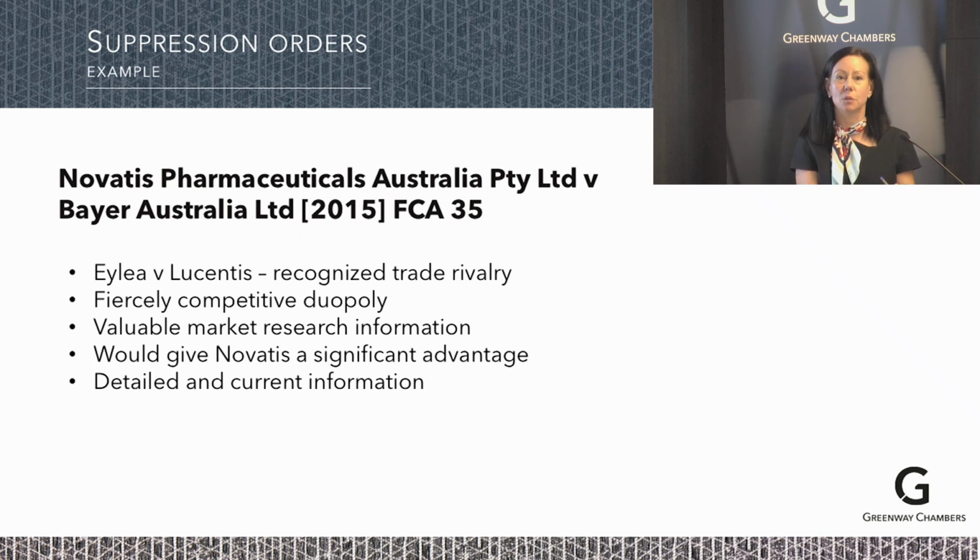It was absolute gold. So Bayer sought an order that it didn't have to disclose this massive database of notes of ophthalmologist discussions to Novartis. So it would only be disclosed to the legal team, which is quite a common result of a suppression order. And it was highly fought, but in the end, it was granted, because this is the classic sort of trade rivalry case. You could see that the judge was pretty easily convinced in the end of what a huge advantage that would give to Novartis.